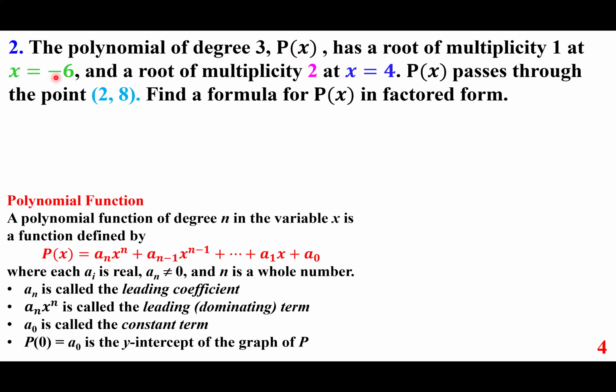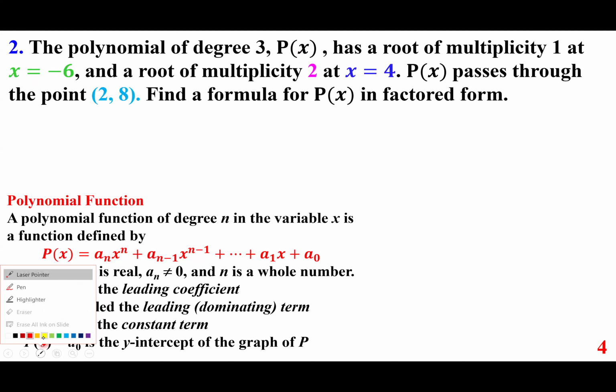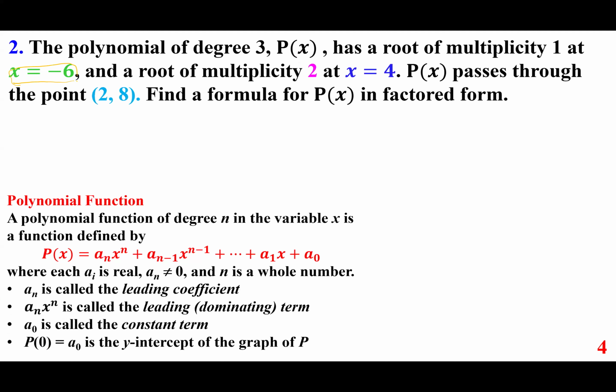One of the roots is x equals -6. That means if you were to take it to the other side, it becomes x plus 6 equals 0. So x plus 6 is a factor. I want to make sure we understand what happens here. This corresponds to a factor of x plus 6. Multiplicity 1 means the exponent is 1.